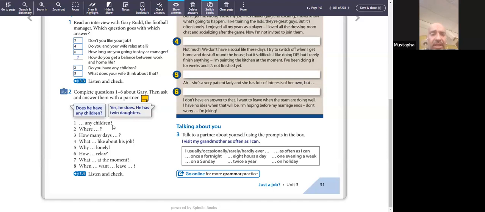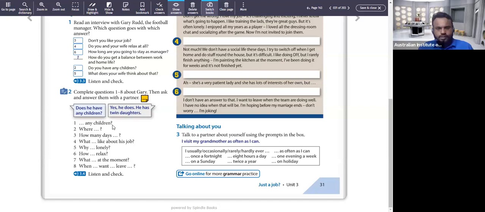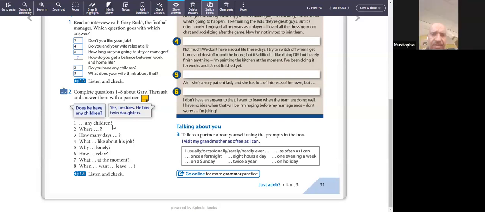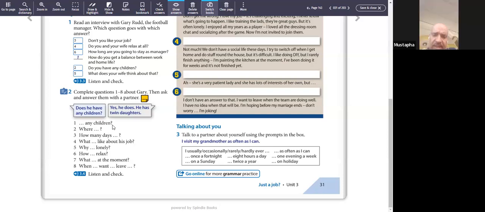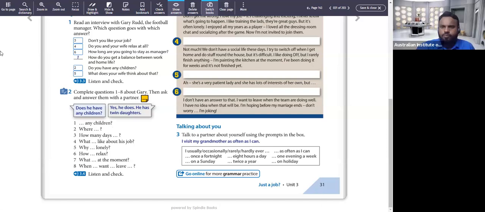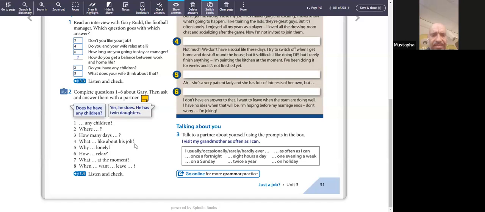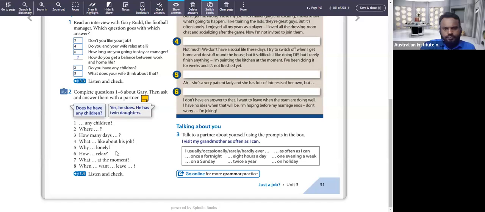And number four. What does he like about his job? Yeah, maybe present simple. What does he like? What does he like about his job? Okay, number five.